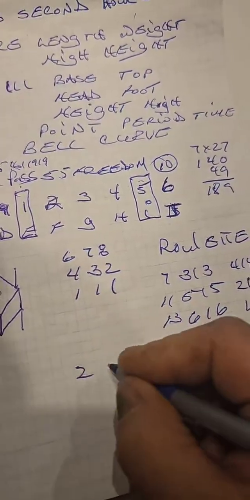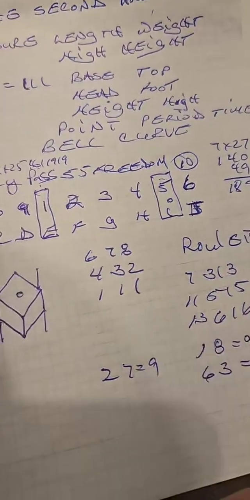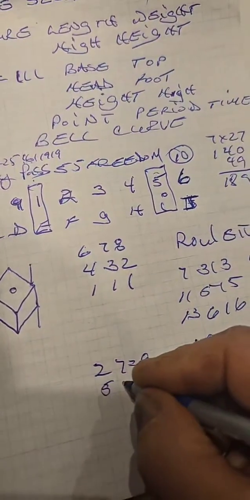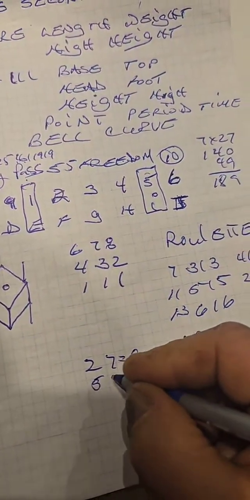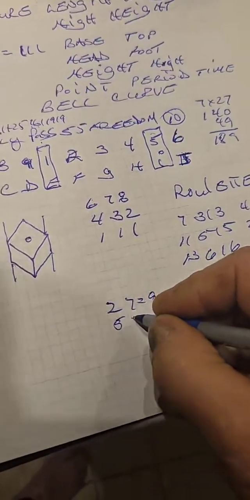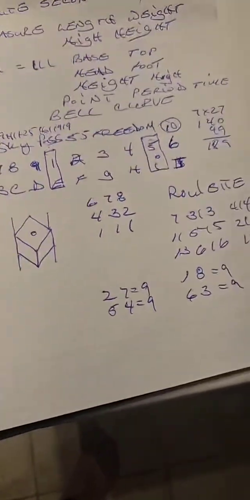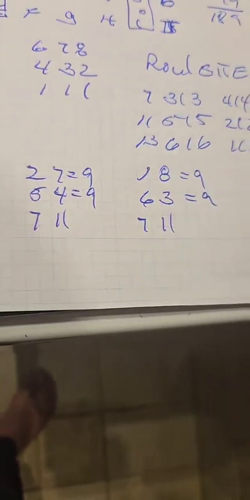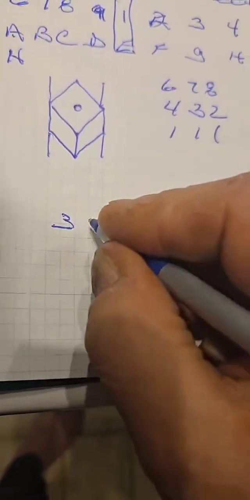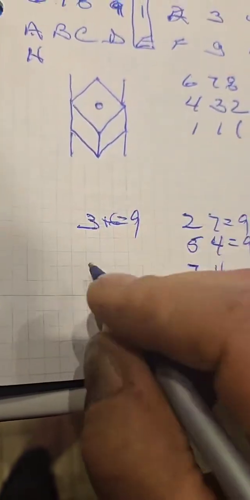And that equals to 9, and that equals to 9. Pretty cool, eh? Now check this out. This equals to 7. This equals to 11. This equals to 7. This equals to 11. Is there anything missing? 3 and 6 equals to 9, right?